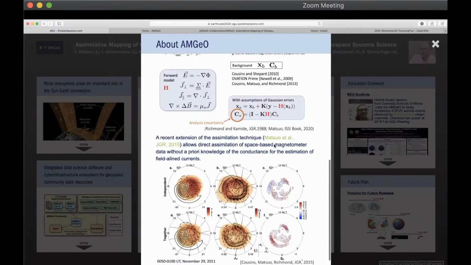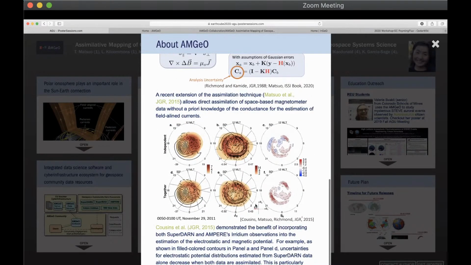Okay, so what you're looking at here is one figure from Cousins et al. 2015. This capability is going to be added in version 2. What Ellen Cousins did in 2015, with myself and Richmond, is that we ingested Iridium magnetometer data processed by the AMPERE project in a very different way than AMIE does.